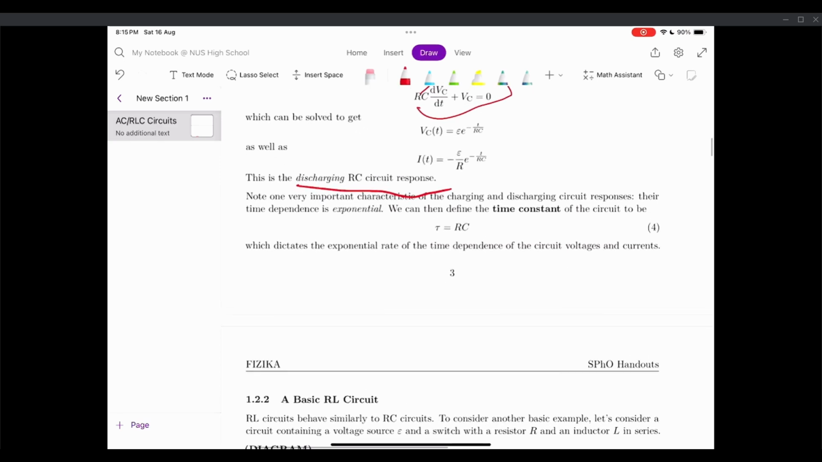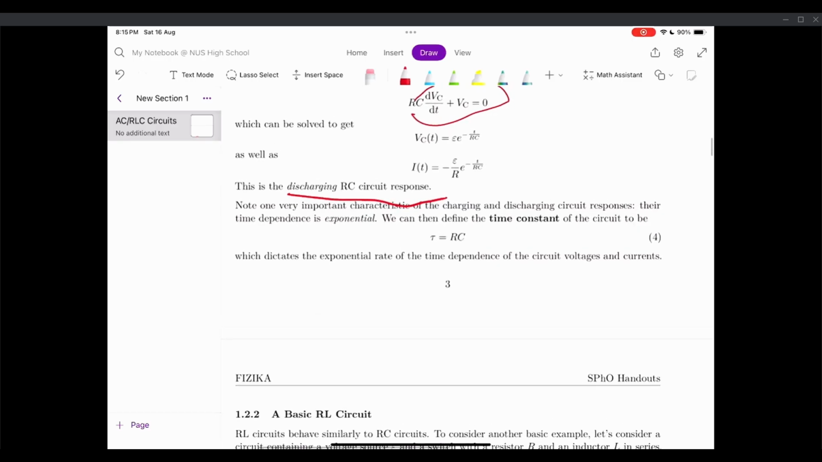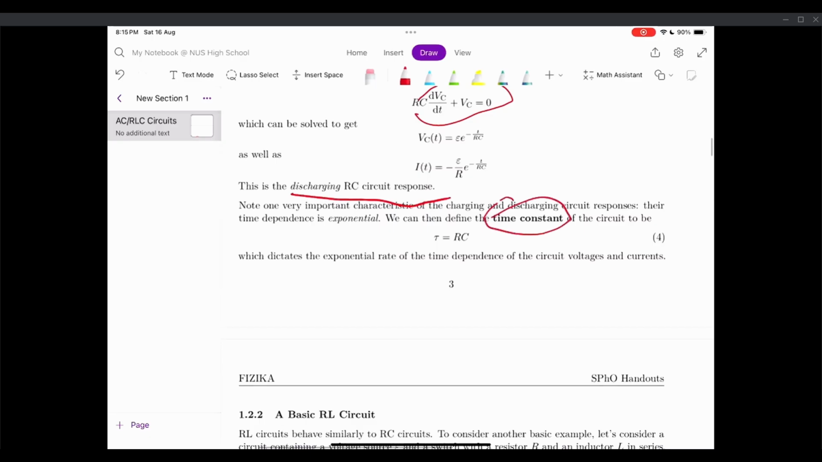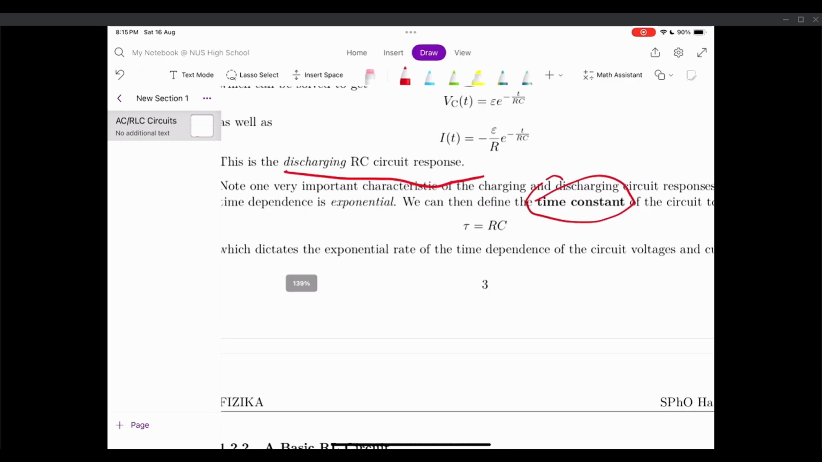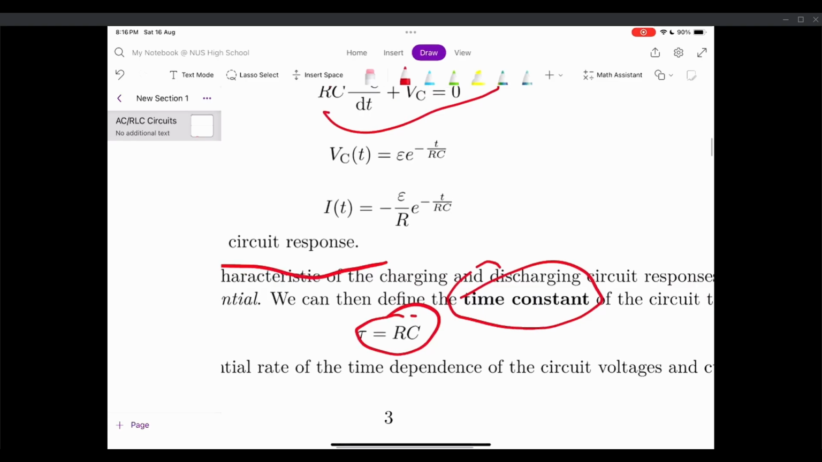One very important characteristic of this charging and discharging circuit response is something you're going to need to remember. This is something we call the time constant. The time constant describes the speed of the exponential response. Here we define the time constant as RC, because you can see the RC is in the denominator here. Usually when we say the time constant is something, it means it's proportional to something like this.